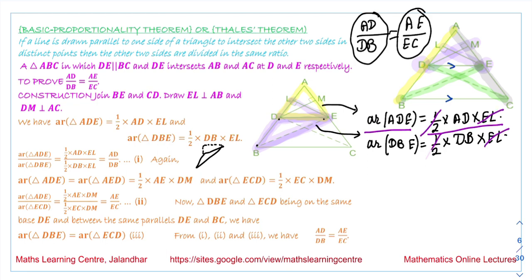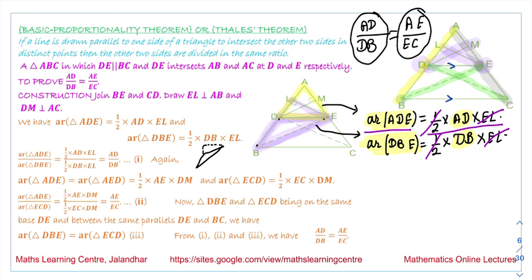These two halves get cancelled, and we get that the area of triangle ADE over the area of triangle DBE is equal to AD over DB.